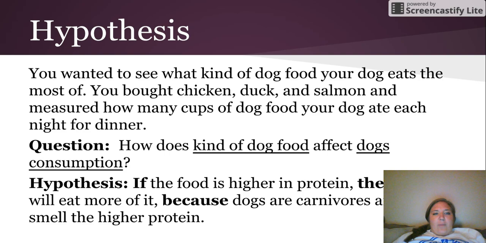So let's go back to our dog food question. You wanted to see what kind of dog food your dog eats the most of. You bought chicken, duck, and salmon, and you measured how many cups of dog food your dog ate each night for dinner. So once again, our question was, how does the kind of dog food affect dogs' consumption? So our hypothesis might be, if the food is higher in protein, then the dog will eat more of it because dogs are carnivores and can smell the higher protein amounts.